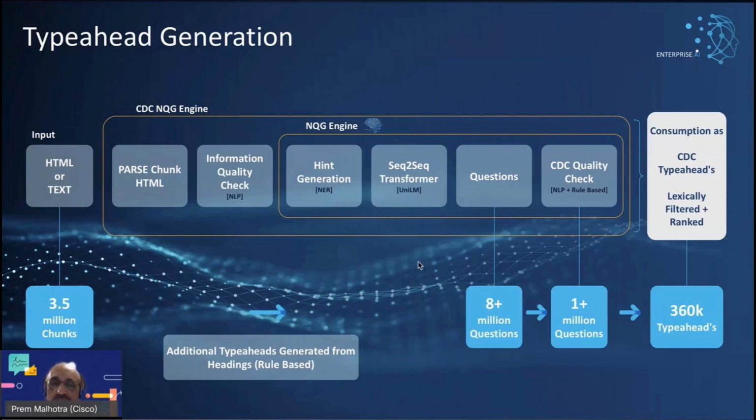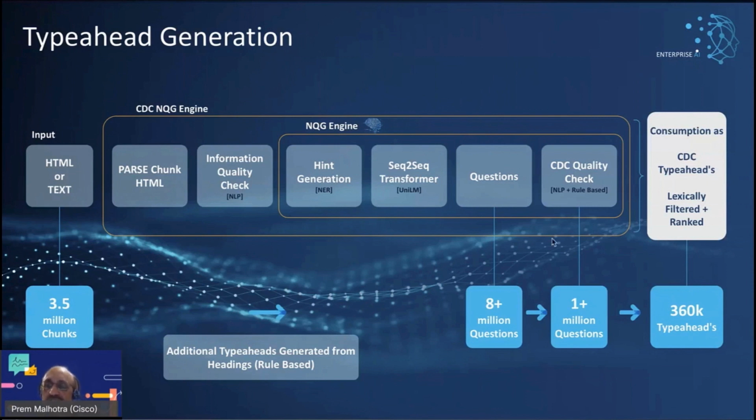Typically one question per hint is generated, and one chunk will have multiple of these sections or groups of sentences to generate questions for. There's a limit of 464 tokens per input to the sequence-to-sequence transformer.